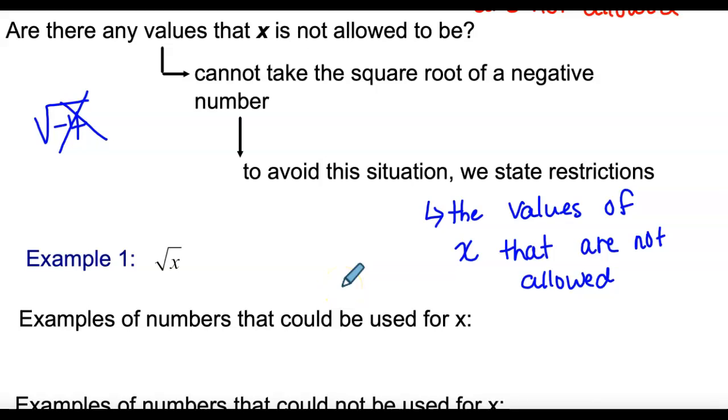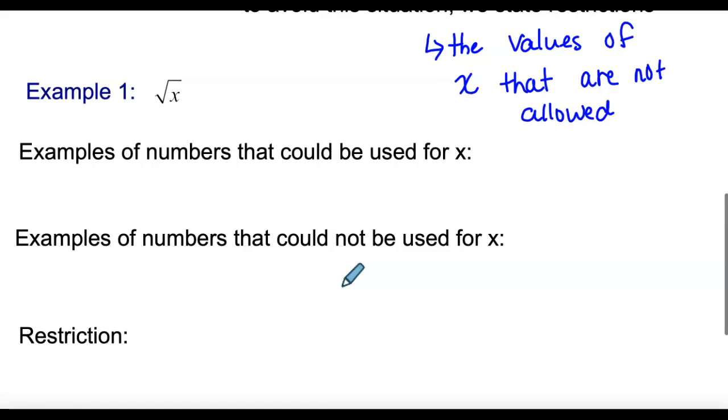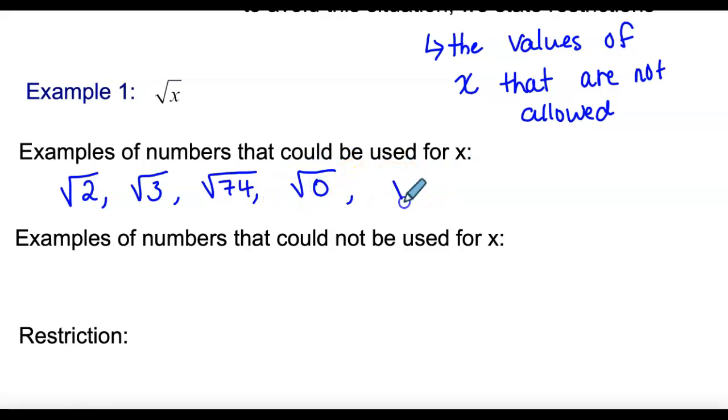So let's take a look at example 1, where we're given the square root of x, so kind of the most basic form of this radical expression. Let's think about what are the numbers that we could use for x. What would be allowed? Well, we could use, for example, the square root of 2, or the square root of 3. We could have the square root of 74, or the square root of 0. We could even have the square root of a number with a decimal, such as the square root of 2.3. All of these are completely okay, because all of these values are not negative.